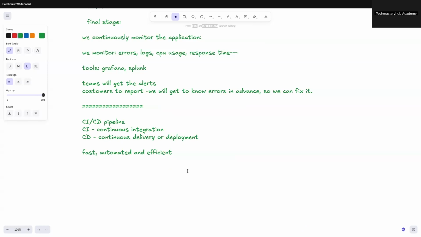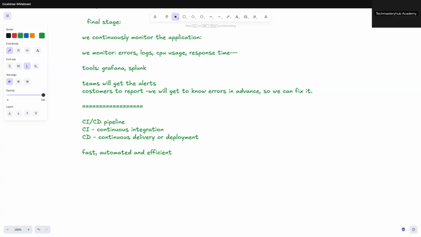What is the use of monitoring? Monitoring tools will track the problems and teams will get alerts immediately. So before the customer reports the problem, your monitoring tool will report it and you can start working on it and fix the errors in advance. Okay, so this is the monitoring stage. This is the final stage.